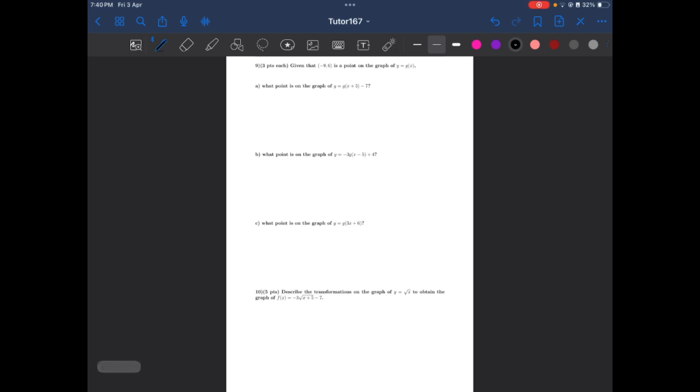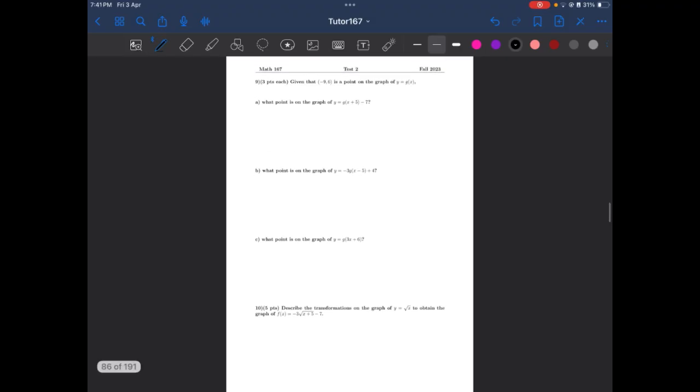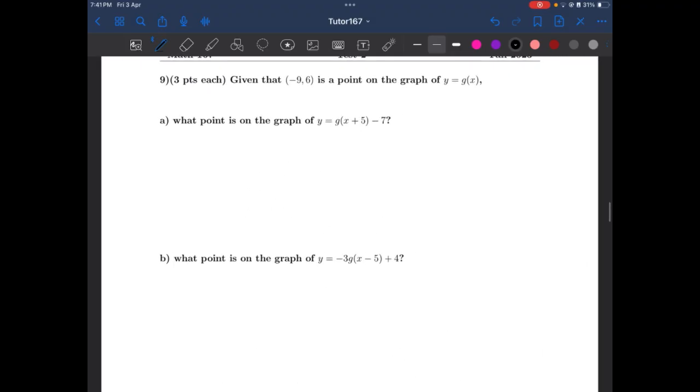Given that negative 9, 6 is a point on the graph of y equals g of x, what point is on the graph of y equals g of x plus 5, minus 7? The way I like to determine it is, I like to set it up as if I'm already going to do a transformation, because this is transformations that we're doing right now.